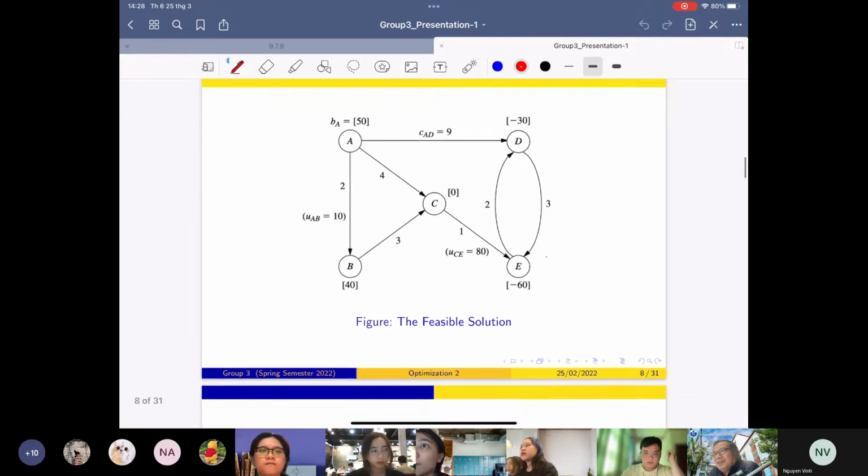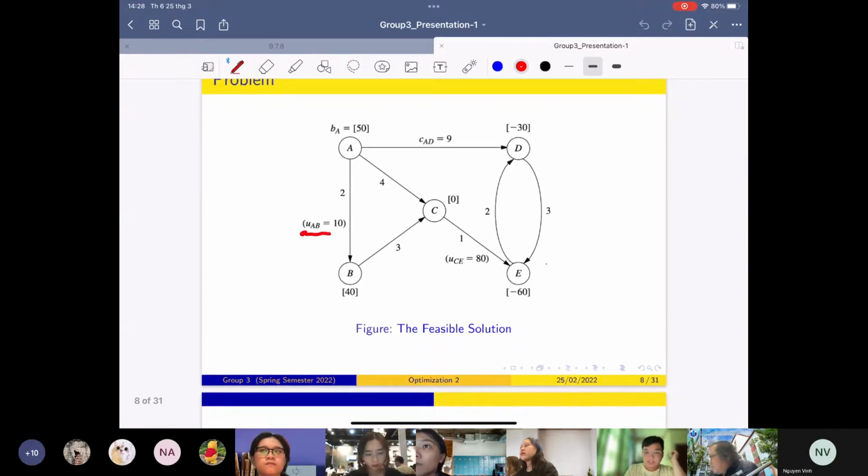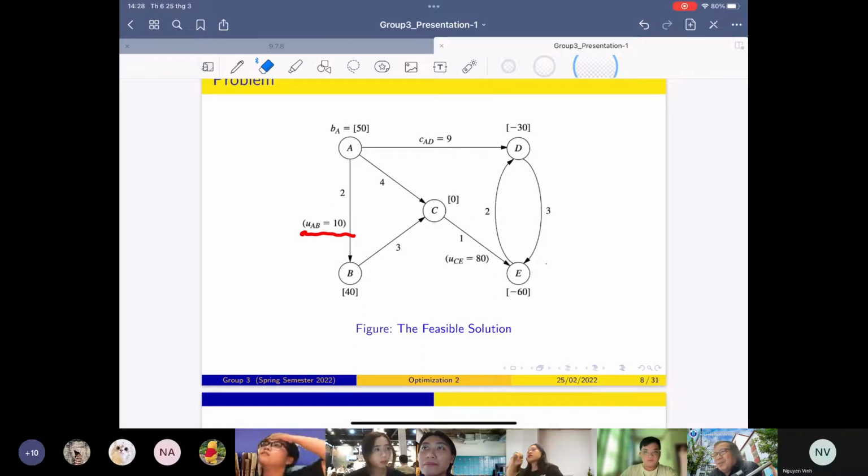Yes. Here you see UAB is 10. Yes, UAB is 10, so we move 10 from A to B. Why do you certainly move that? Why didn't you move from C to E? Because I apply the upper bound technique for XAB. No, it's not really reasonable. Why certainly do you move from A to B? I don't know.